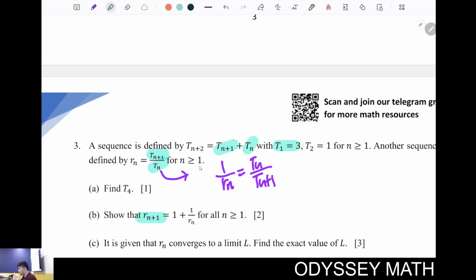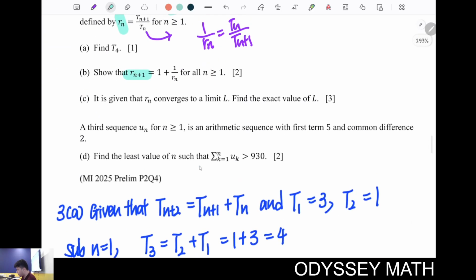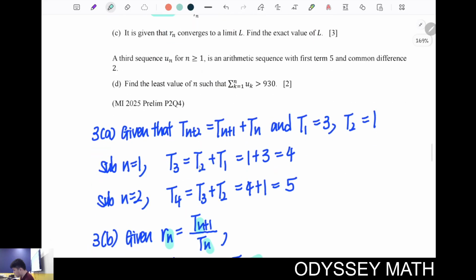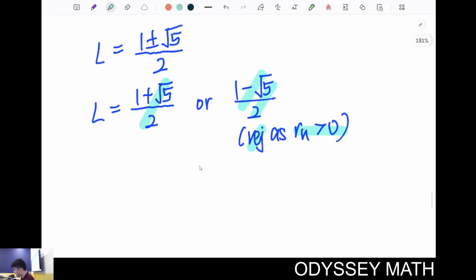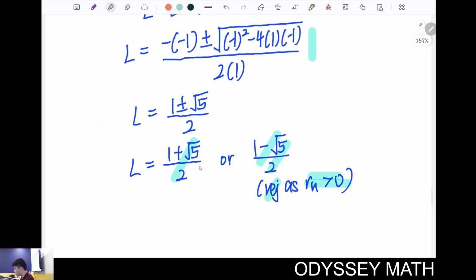So you keep adding the previous two terms to get the next term. If the previous two terms are already positive, the next term will also be positive. So all the terms in this sequence for T will always be positive. And if Rn is defined by Tn plus 1 over Tn, and Tn plus 1 is positive, Tn is also positive, then Rn is positive for n greater than or equal to 1. So we know that Rn must be more than 0, so we reject the negative value for L, and this is the only answer.